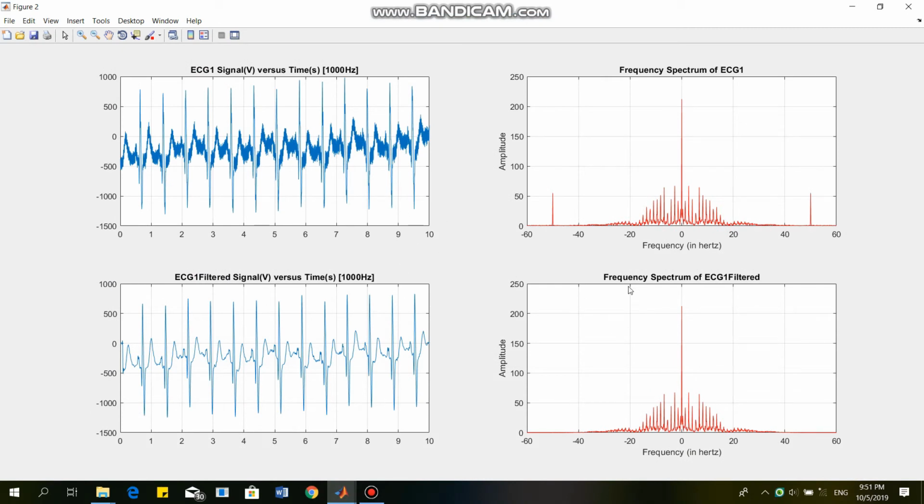Now these four graphs show the results of the MATLAB simulation after compiling. So we can see that this original graph has noise compared to this one, which is filtered by the filter. And here is the frequency spectrum of the original ECG1, and this is the frequency spectrum of the filtered ECG1 signal. So we can see that the spectrum after 40 Hz is being filtered out.